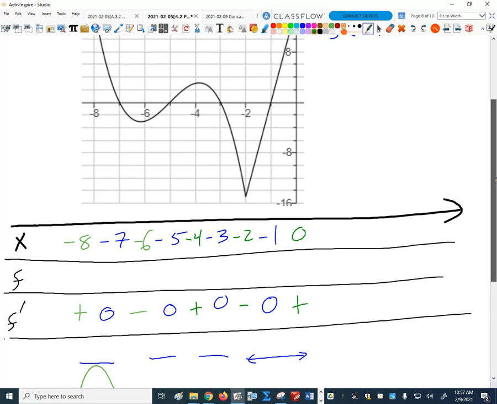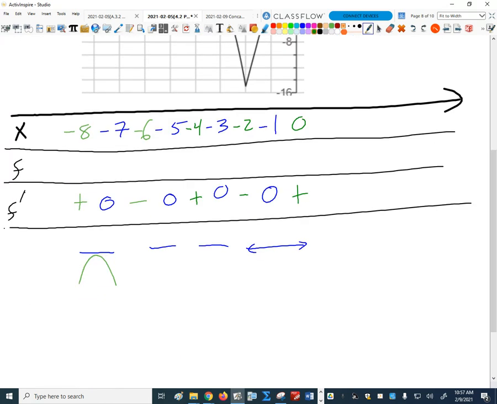So what's that mean then? If we're transitioning from a positive increasing function where the first derivative is positive, that means it's increasing, to a place where the first derivative is negative, where it's decreasing, then that means a peak, right?